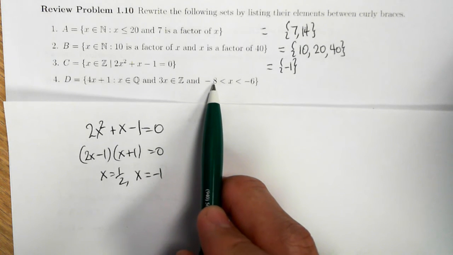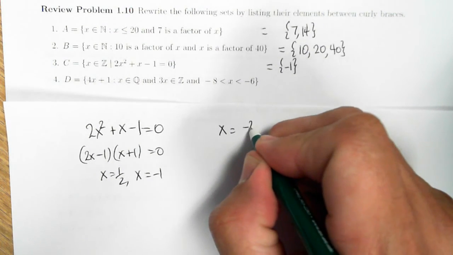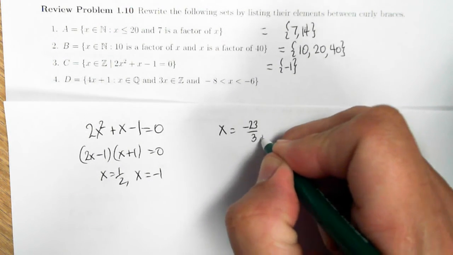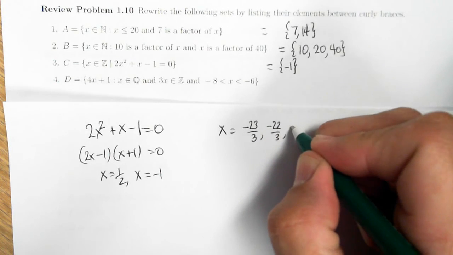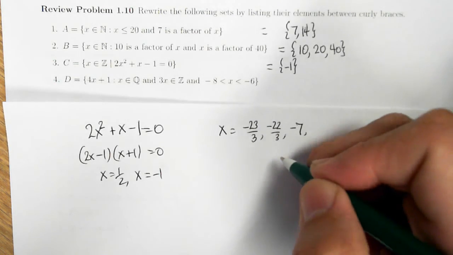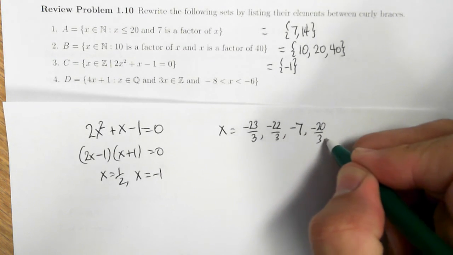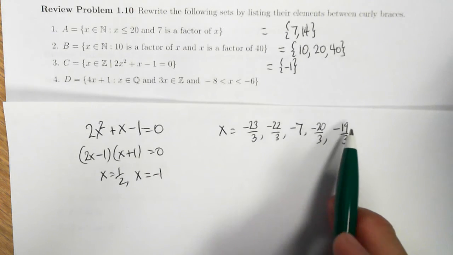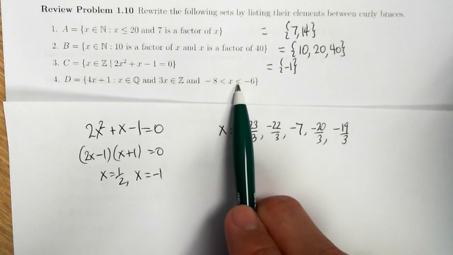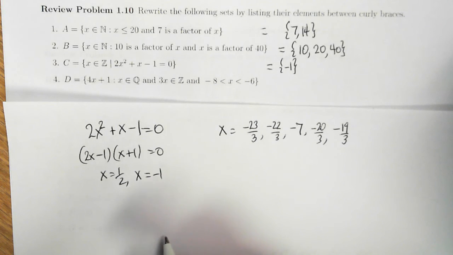So that's negative 24 thirds. So x could be negative 23 thirds. x could be negative 22 thirds. x could be negative 21 thirds, which is negative 7. x could be negative 20 thirds. x could be negative 19 thirds. Once I get to negative 18 thirds, I'm at negative 6, and I can't have that because I don't have the equal signs. So there are the x's.